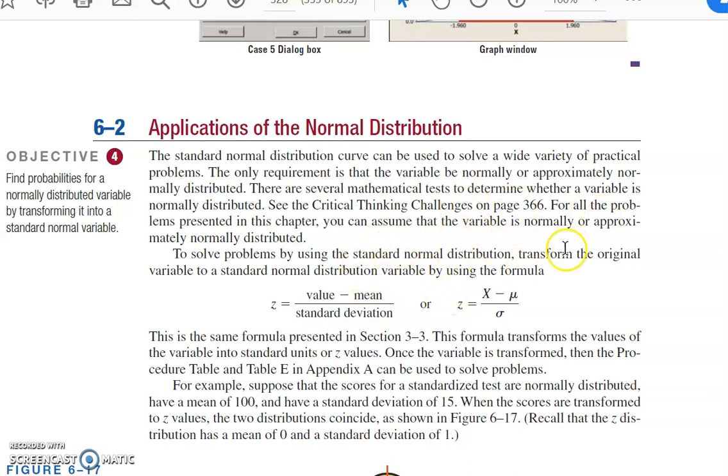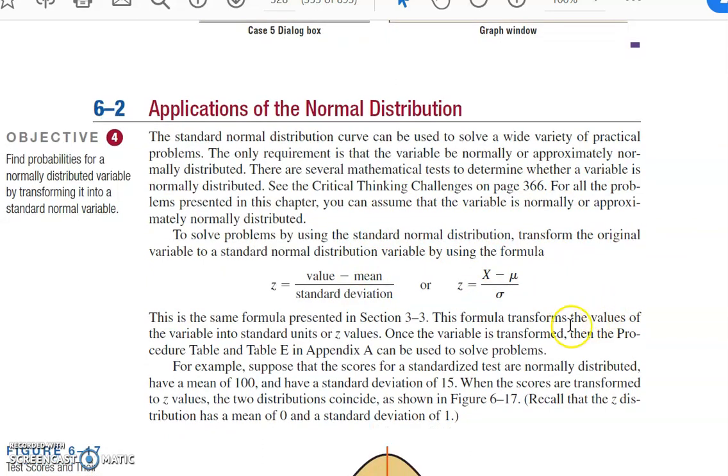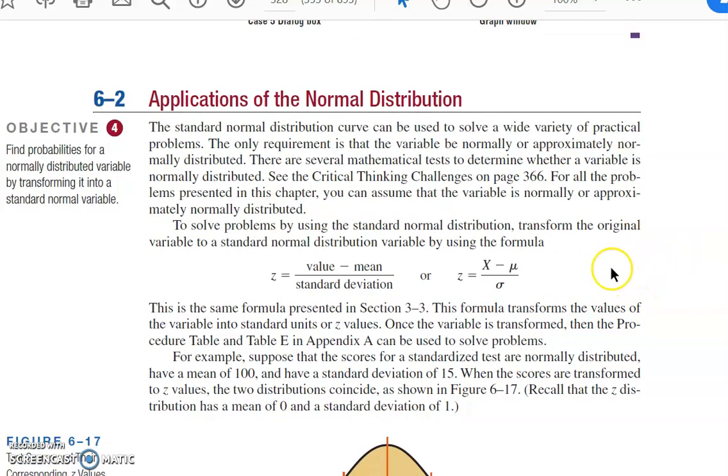Okay, so what he says here is, for our problems, you can assume that a variable is normally or at least approximately normally distributed. Okay, so let me spend a little bit of time talking about this transformation. In mathematics, transformations are very important. A transformation goes from one set to another set. And the idea is that you do this transformation for a variety of reasons. For our purposes, what we're trying to do here is transform from the original data points to the z-scores or the z-values.